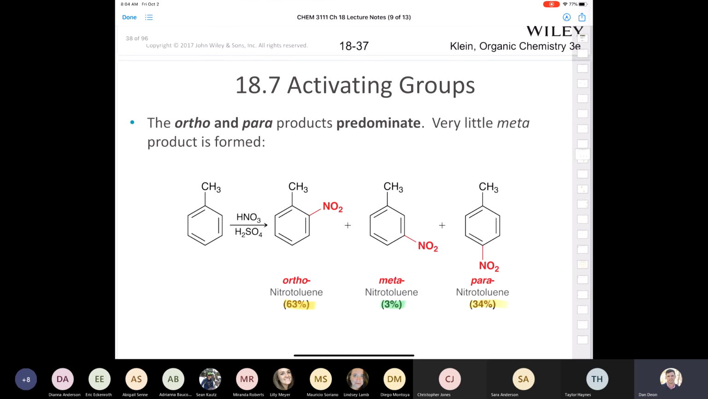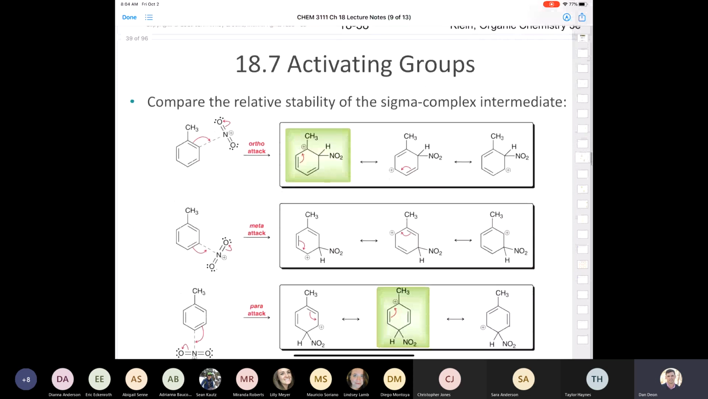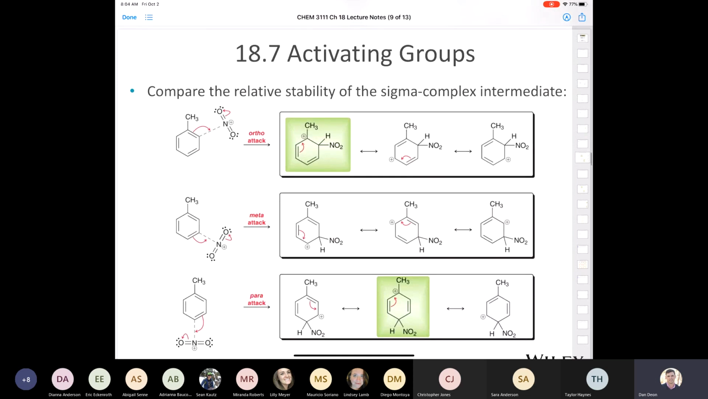So we need to take a look at the sigma complex in order for us to fully understand what's going on here. And so what's being shown is the nitration occurring at the ortho position, the meta position, and the para position. And then the sigma complexes are drawn for each of these three, for the nitro group put at each of these positions. And you'll notice that in the ortho and para position, when we have the nitration at the ortho or para position, we have the positive charge adjacent or next to the methyl group. And I told you that the methyl group was electron donating.